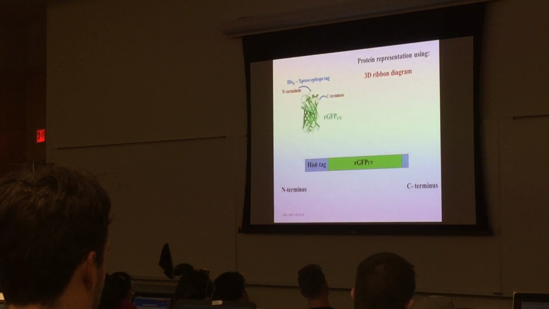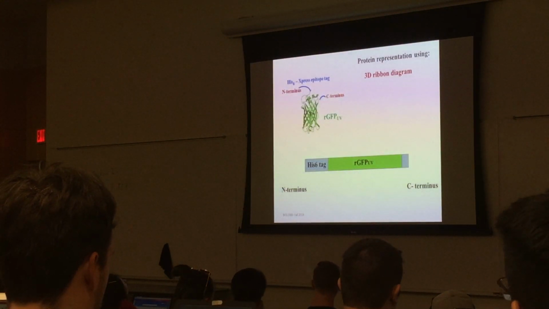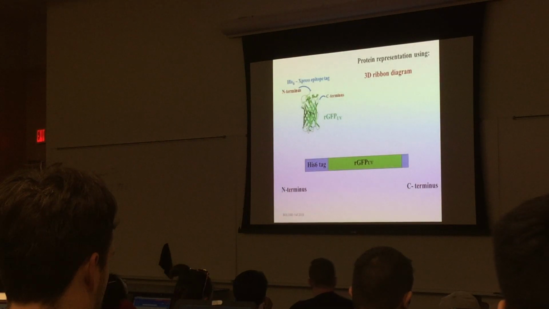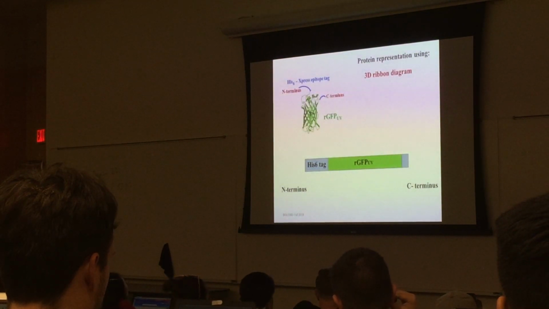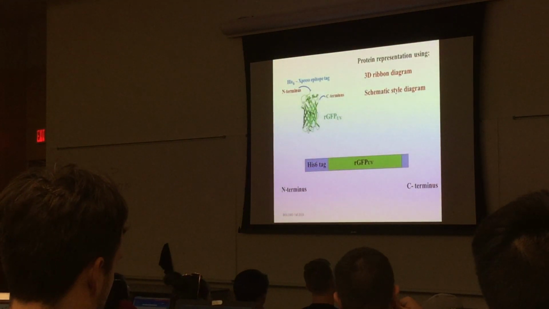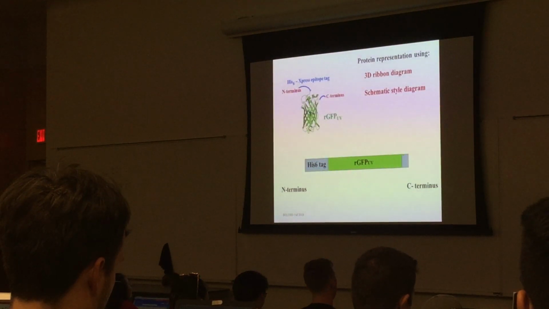The only way you can show that is if you've done a 3D crystal. So I'm showing you that GFP has been crystallized before. Okay? It's not been crystallized with that expressed His6 epitope tag system that I have. So that's why it's just kind of shown as a floppy line here, because we don't know what structure it is. The other way to represent a protein is through a schematic style diagram. And that's shown there at the bottom.